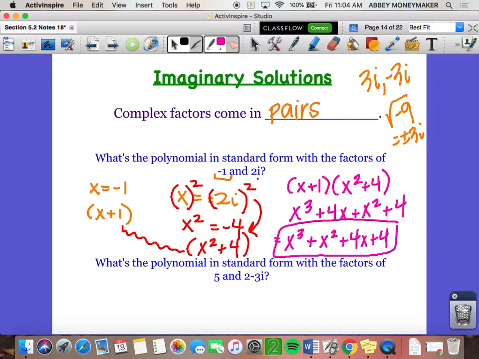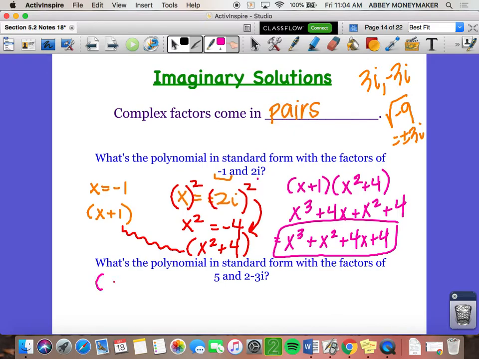On your notes, it did not copy correctly, so be sure to change it. I want you to have the factors. What's the polynomial in standard form with the zeros at 5 and 2 minus 3i? That's what I want you to do. Five and 2 minus 3i, down here at the bottom. So we know about the 5.